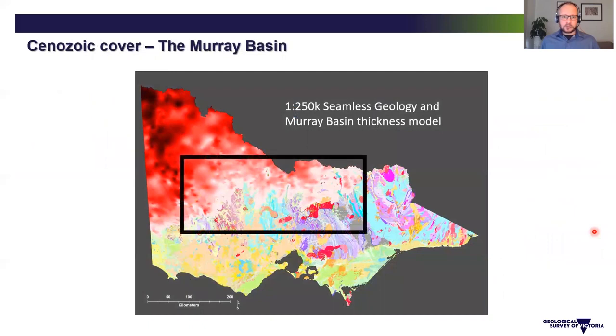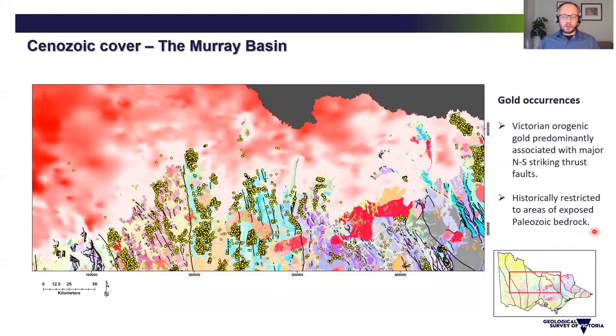So zooming into this area in the northern central Victoria region, we can see our mapping in the blues and purples with the major north-south trending structural faults and all the gold occurrences. And as you'd expect, they're limited by the outcrop of the Paleozoic basement. So stopping at the Murray pretty much, apart from a few.